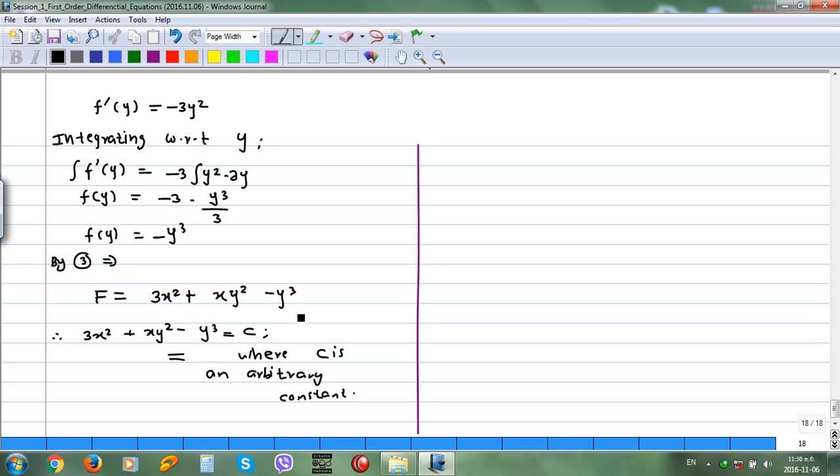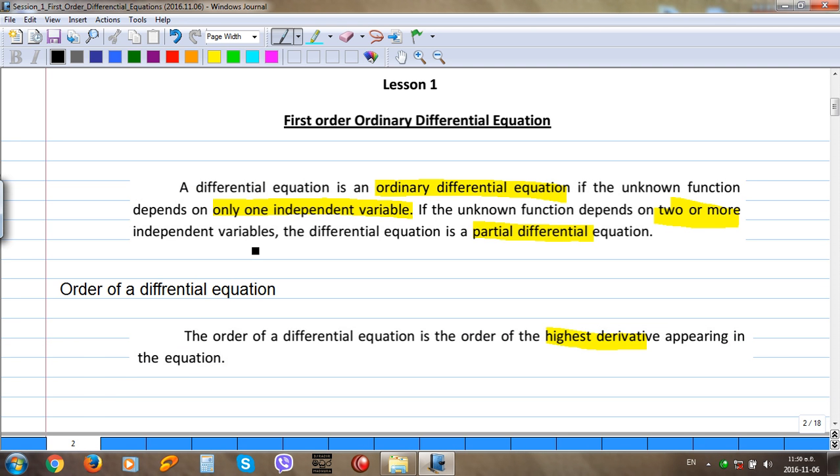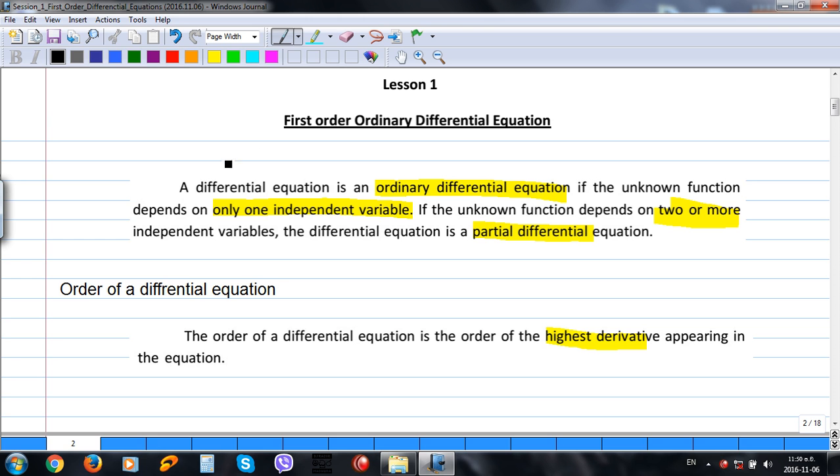That is all about lesson number 1, first order ordinary differential equations. I think you can understand this lesson, and based on this lesson you have a tutorial. So do that tutorial within the given time, and if you have any problem, contact me and I can help you. Then thank you very much.